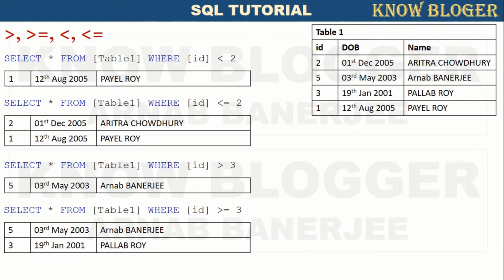Select star from table 1 where ID greater than 3. So only 5 is available, which is greater than 3. So it is given here. And select star from table 1 where ID greater than or equal to 3. It is giving the two records, which are 5 and 3. And the result is given here.